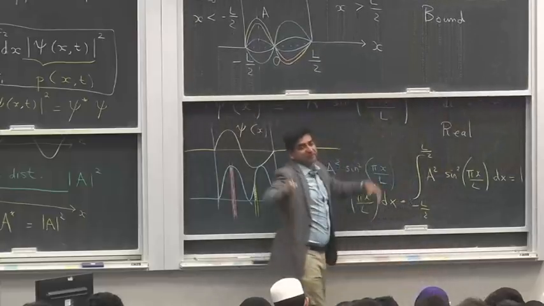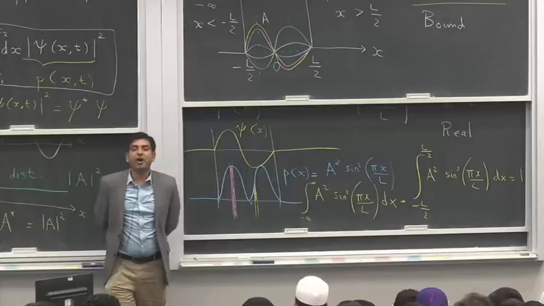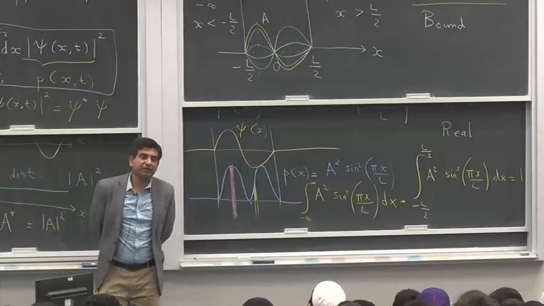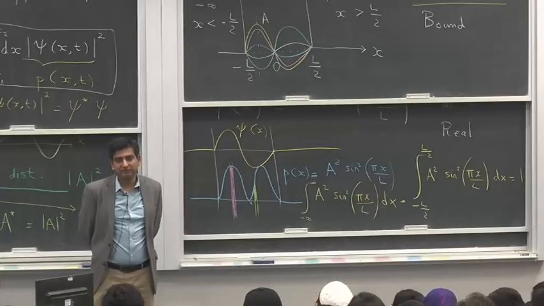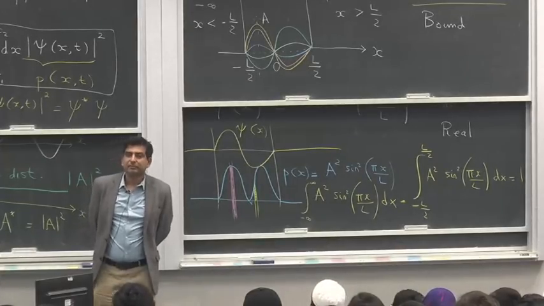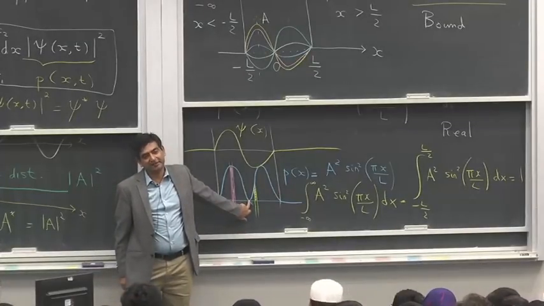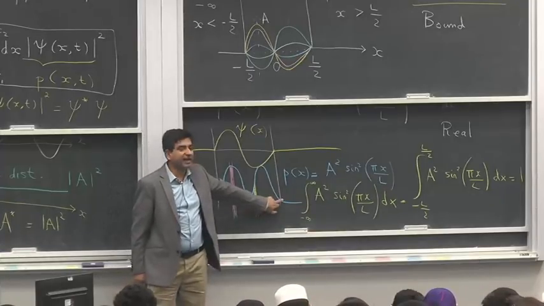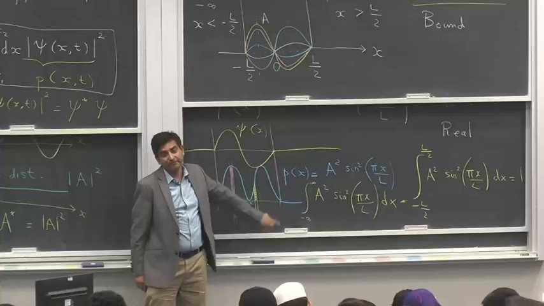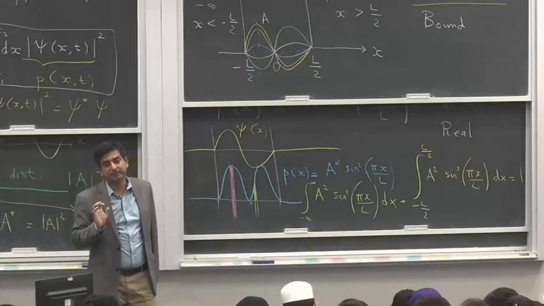One interesting question before I can take up questions from your end. What's the probability of finding the particle at the midpoint of this well? 0. It's 0. I can never find a particle at this point. I can never find the particle at the walls of the well. Now this looks something really strange.